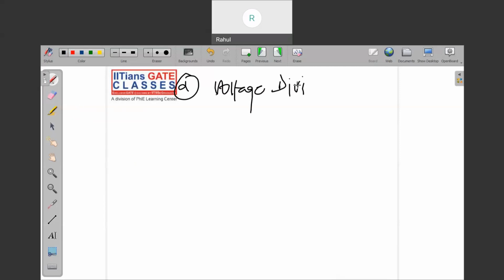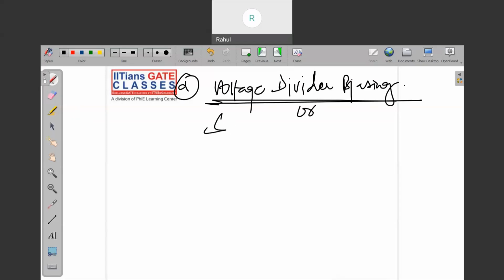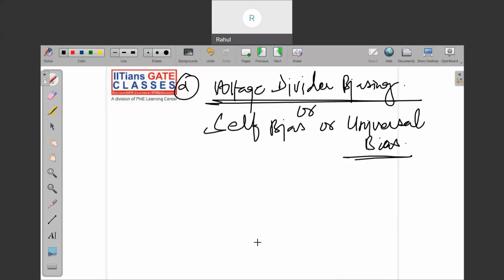Voltage divider: instead of fixing the base, we can go for voltage divider biasing. It is a good way of biasing. It is also known as self bias circuit, or you can say universal bias. Everywhere you will find this voltage divider biasing, in case of BJT or MOSFET, anywhere you will see it.